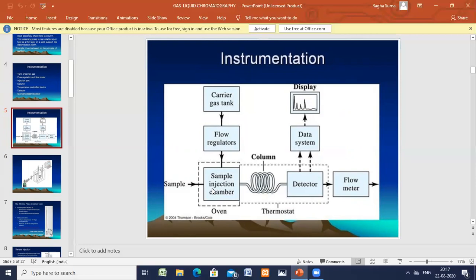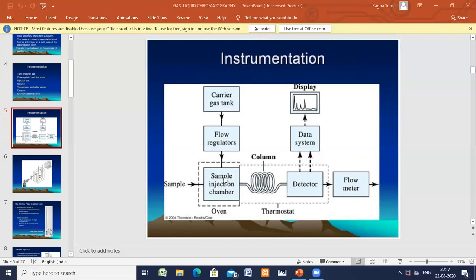Because it is getting into the oven, they are vaporized. This vapor mixture formed in the process is carried out as a plug of vapor by the carrier gas. Here you have the carrier gas. Its flow rate is controlled by the flow regulators. These flow regulators allow the sample that is in the vapor state to flow in the form of a stream into the column inlet.